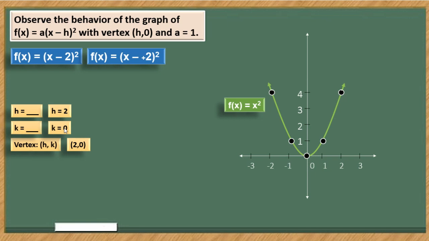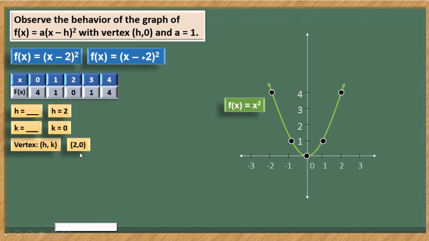Okay, correct. So the vertex of the function is at the point with coordinates positive 2 and 0. Even without looking at the graph, we have not yet graphed the function or drawn its graph, and we have not yet seen its table of values, we are able to identify the h, k, and its vertex. Let's continue.